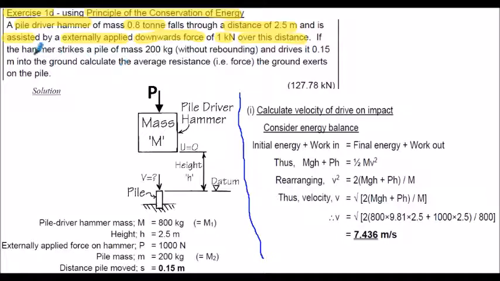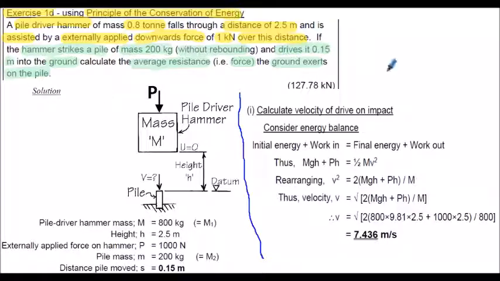If the hammer strikes a pile of mass 200 kilograms without rebounding and drives the pile 0.15 meters into the ground, we've got to calculate the average resistance, that's the force, the ground exerts on the pile.